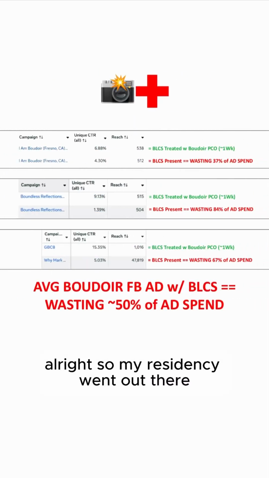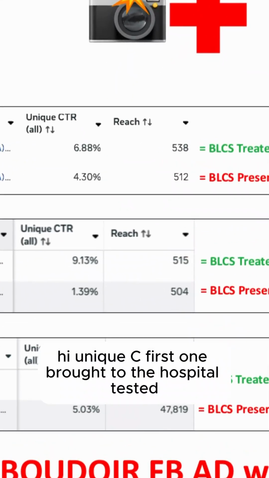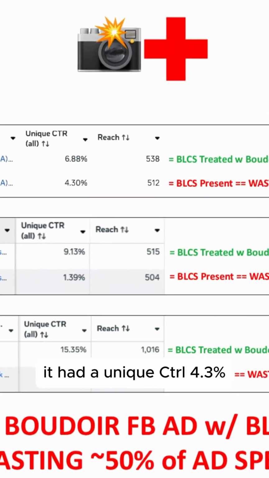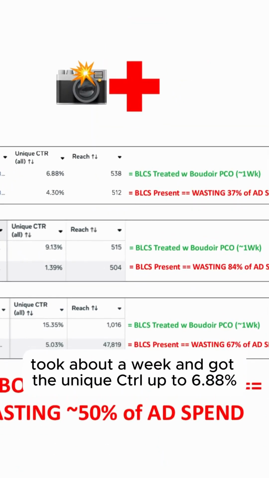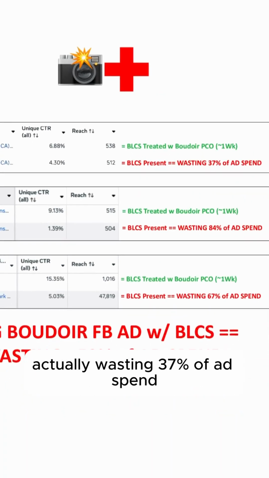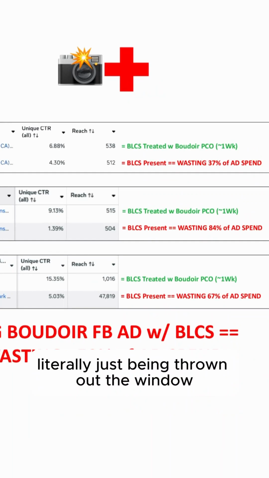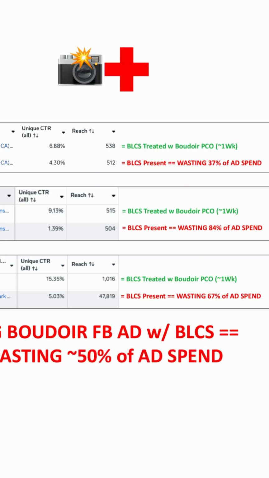All right, so in my residency, I went out there and found some Boudoir Facebook ads out in the wild. The first one, I brought it to the hospital, tested it, and it had a unique CTR of 4.3%. So we know BLCS is present. So I duplicated it, treated it with Boudoir Pico, it took about a week, and got the unique CTR up to 6.88%. So we found out the original Boudoir Facebook ad was actually wasting 37% of ad spend, literally just thrown out the window, given to Facebook with no benefit to us.